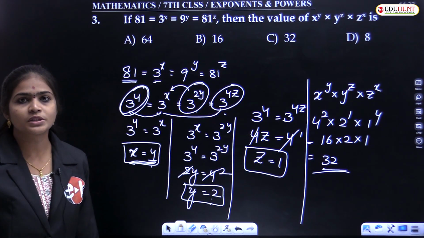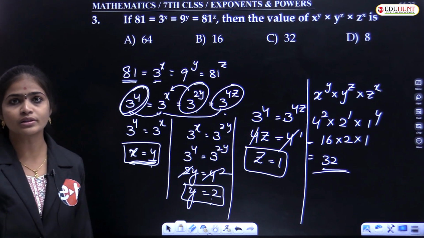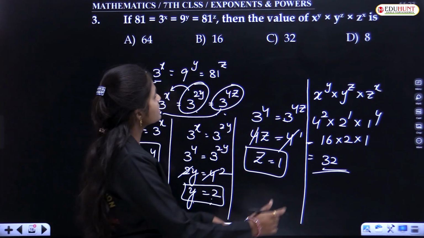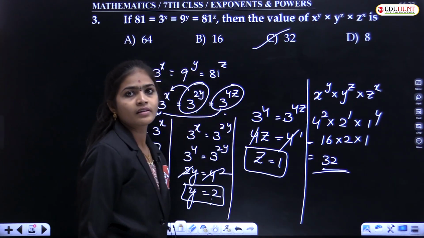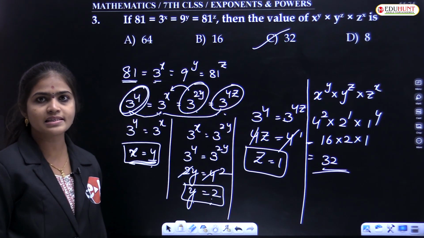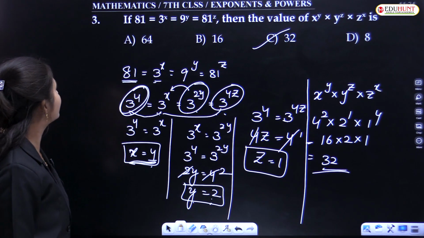Okay, so what is that option here? The answer is equal to 32. So which option is correct? Yes, option C is correct. That is option C, 32 is the correct one. Okay, so let us see the next question.